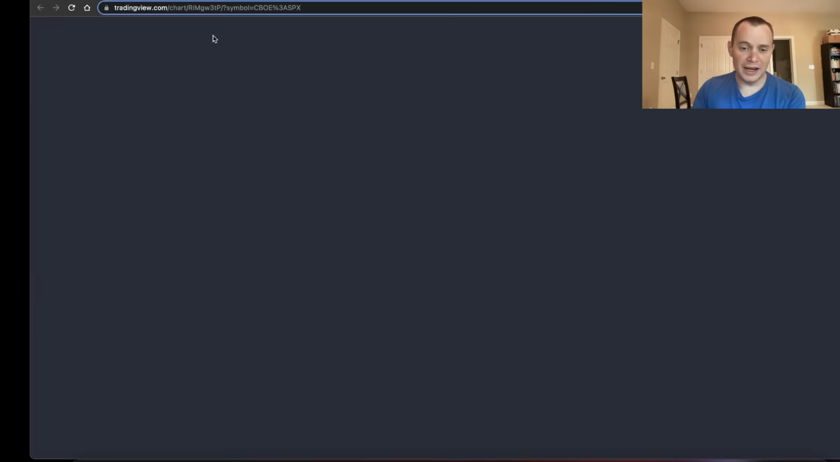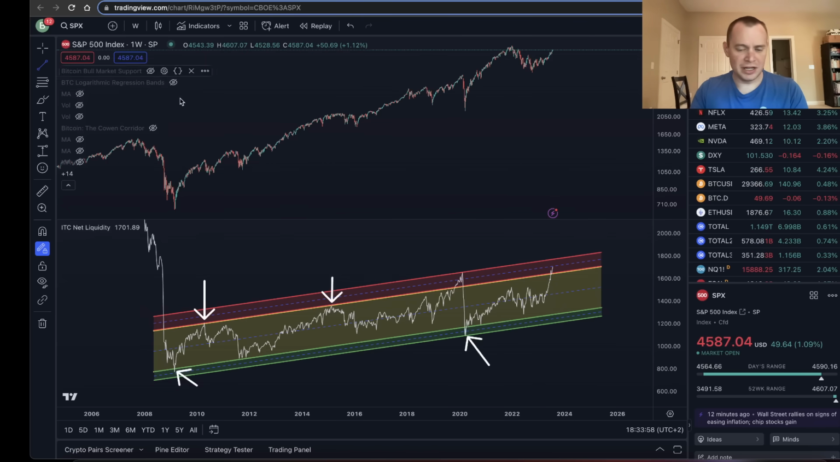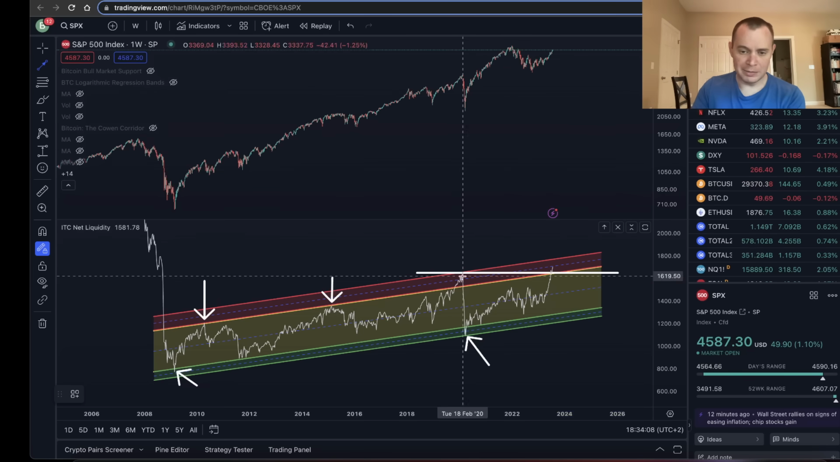And in the same way, we saw this relationship go all the way up to the top part of this channel. Now, it hasn't reached it yet, and of course, this does not make a trend. It's just a single data point. If you were to draw a horizontal line across, you can see that the divergence between the S&P 500 today and net liquidity is actually higher than it was back then, right?